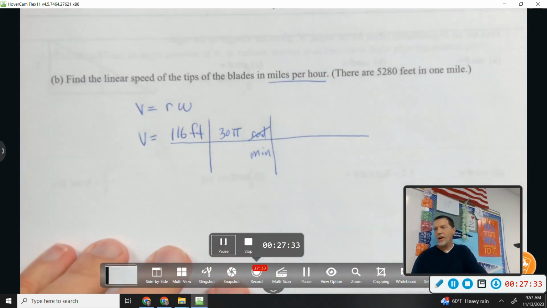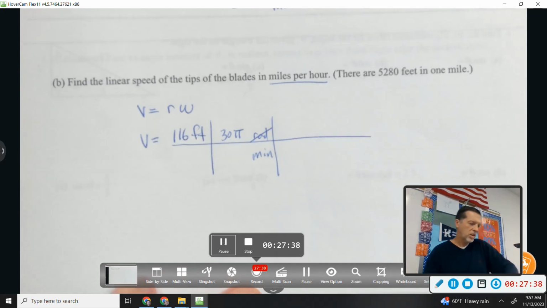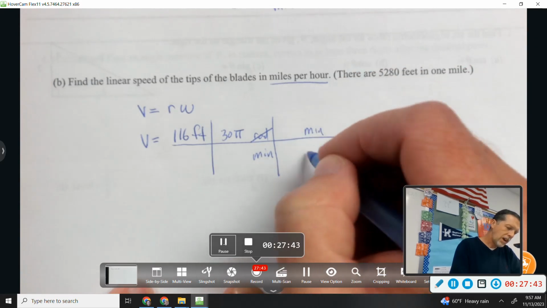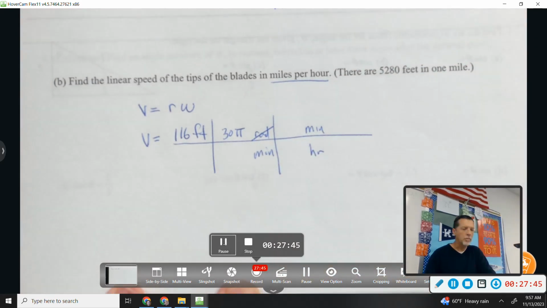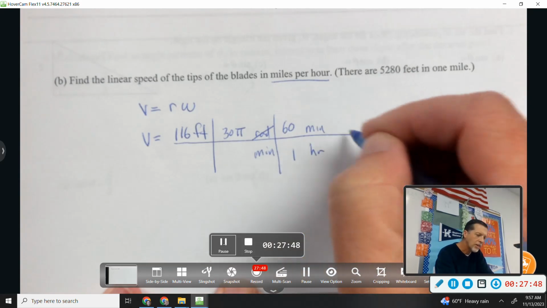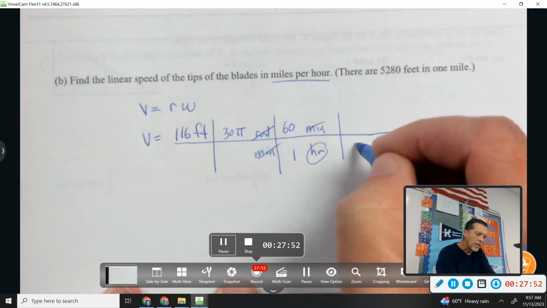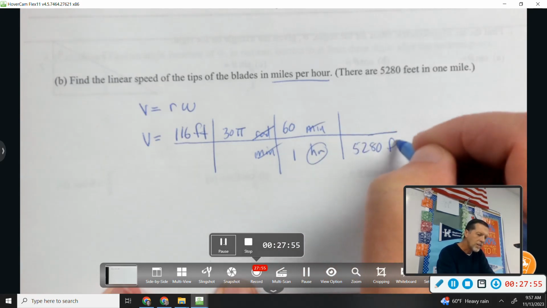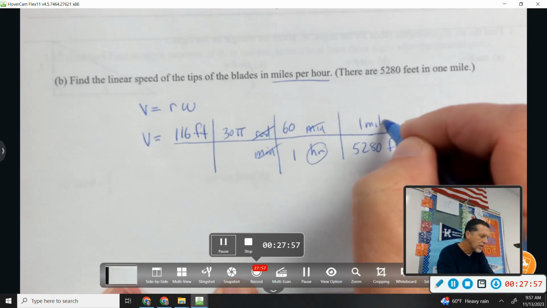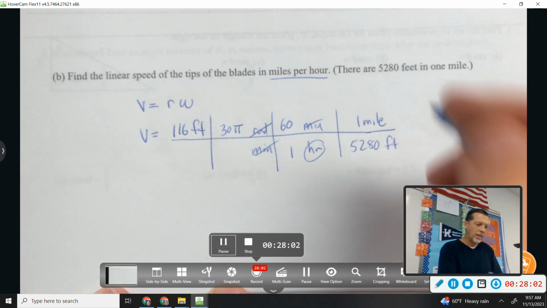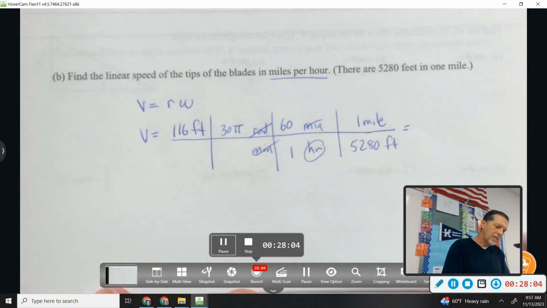And now I've got just the good old chemistry and physics problem of unit conversion. Miles per hour, so minutes to hours. So I want the minutes to cancel. There's 60 minutes in 1 hour. And then there's 5,280 feet in 1 mile. I mean, that's my answer, whatever that is.